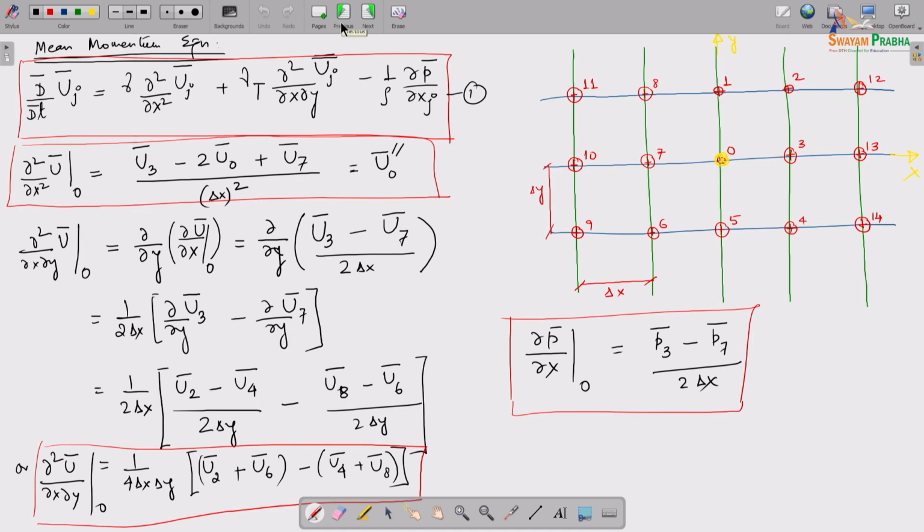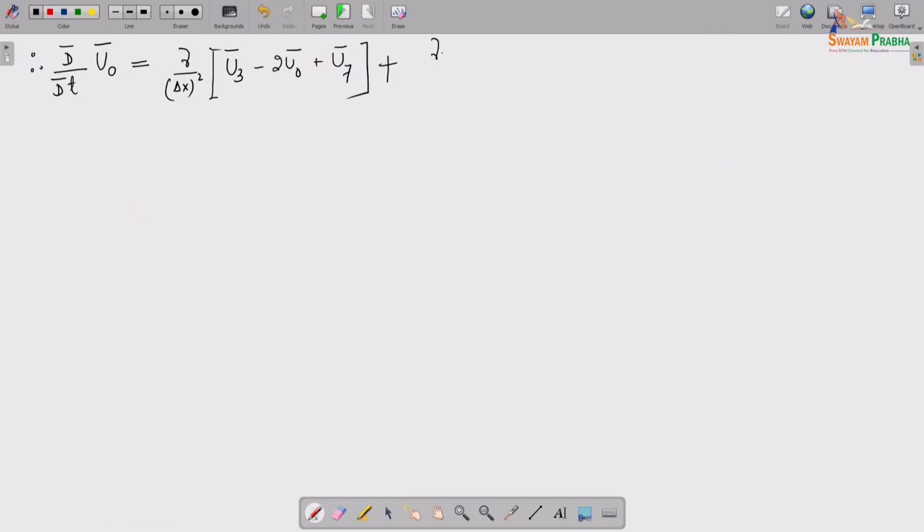Then the next term is nu t into del 2 by del x del y. So del 2 by del x del y is right here. I multiply this by nu t. So this one is plus nu t by 4 delta x delta y. Is that right? And then what we have is u2 plus u6 minus u4 minus u8. Is that right?